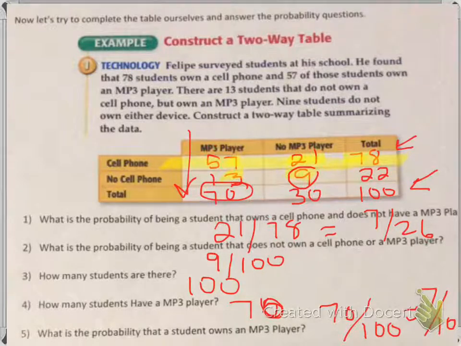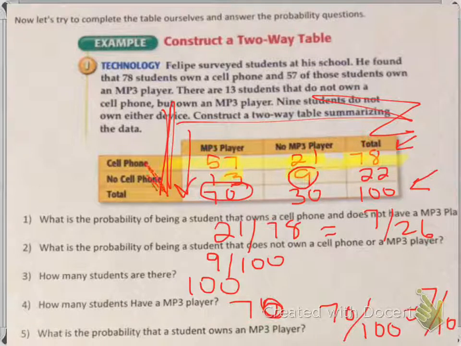All right, so again, today these are called frequency tables. They're two-way frequency tables because not only do you add this direction across the rows, but you also have to add this direction down the columns in order to get your probabilities to work out.